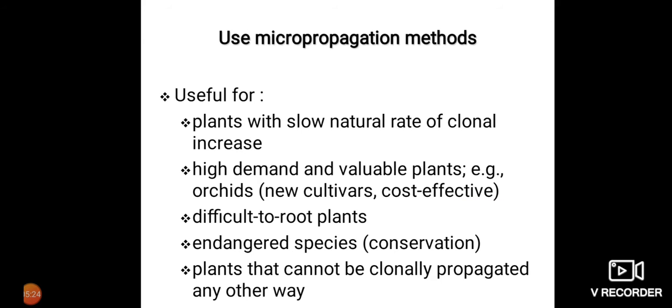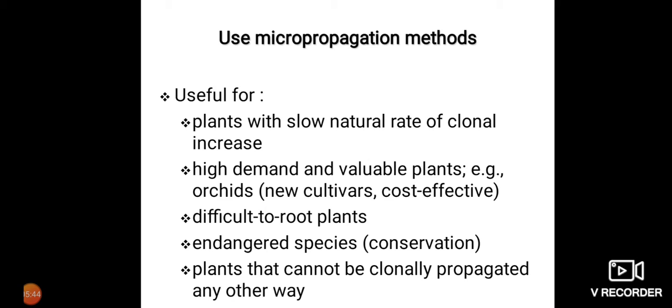But later, once the plants are completely acclimatized to the natural environment, the plant is grown completely in the natural environment.